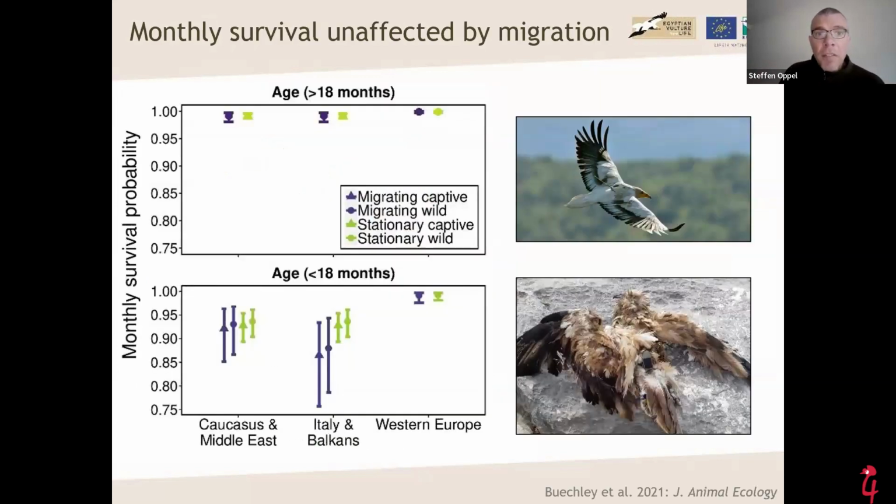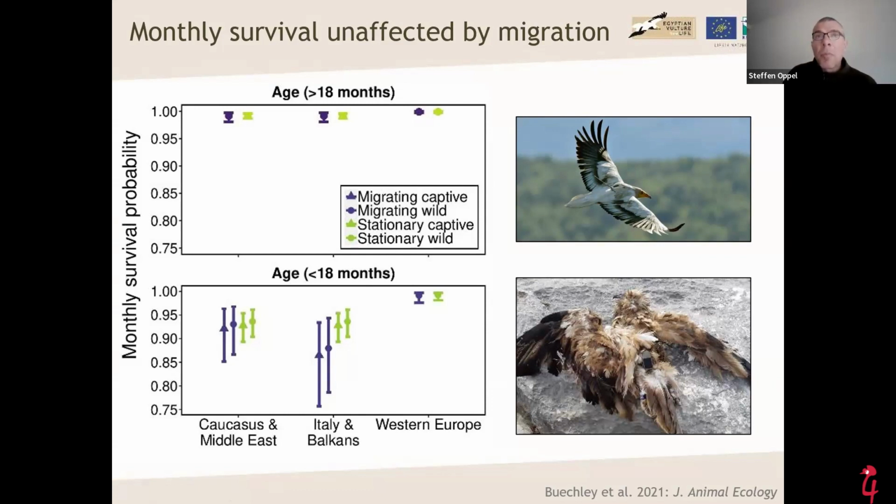Now, the survival that we estimated was remarkably unaffected by migration. So the graph on the left-hand side shows you the monthly survival probability of birds. The blue dots are those for migratory birds, and the green ones are those for stationary birds. And for the adult birds, which is in the top panel, you can see that there's almost no difference between birds migrating and those birds when they're not migrating. For the juvenile birds in the lower panel, we see a marked difference between the populations.